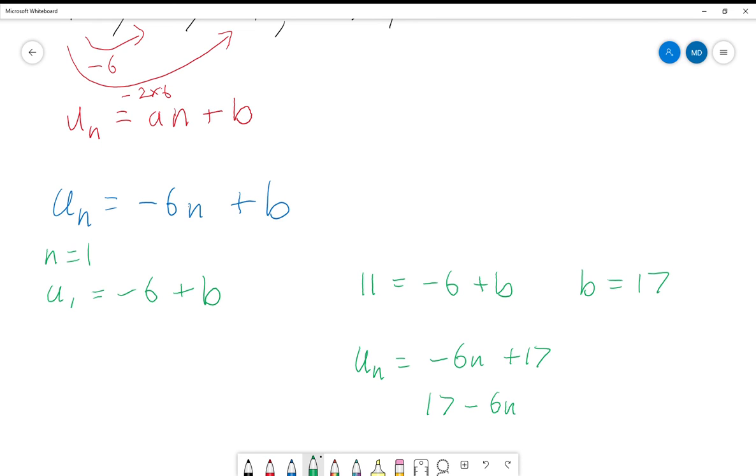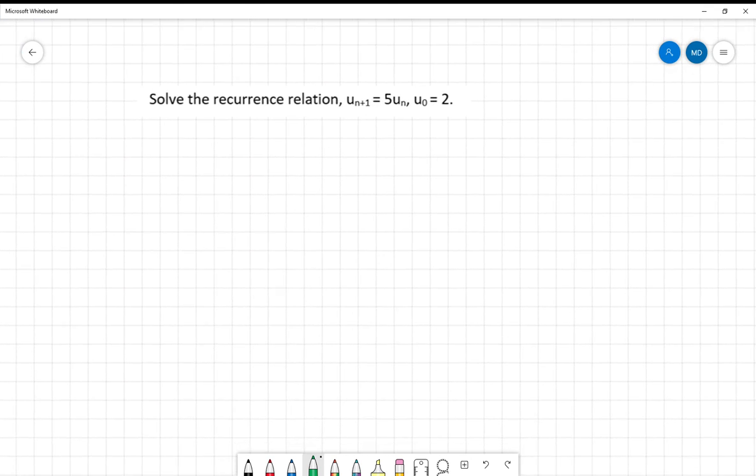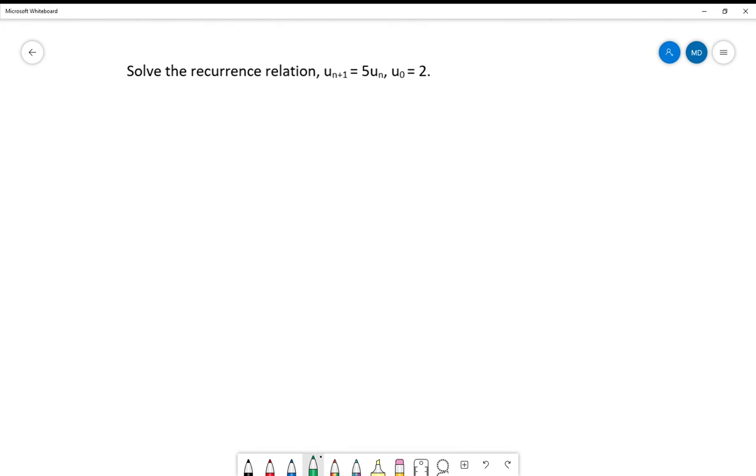Now, that's an example when we're adding. Let's look at an example when we are multiplying. So solve the recurrence relation u_{n+1} is equal to 5 lots of u_n with u_0 equal to 2. So as before, I'm going to write out some terms. I get u_0 is 2.